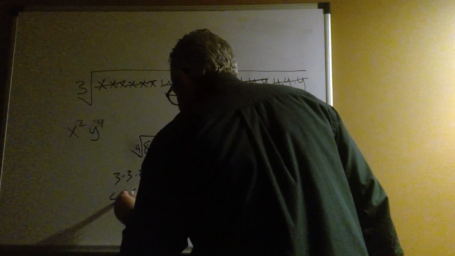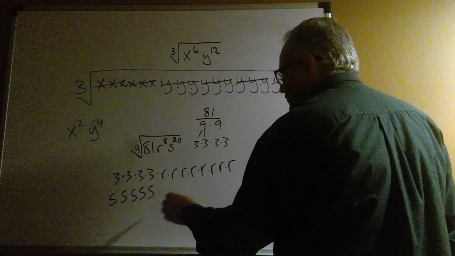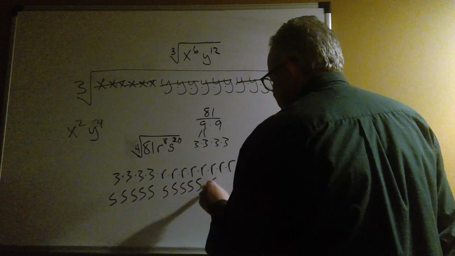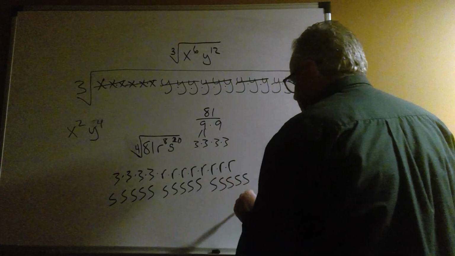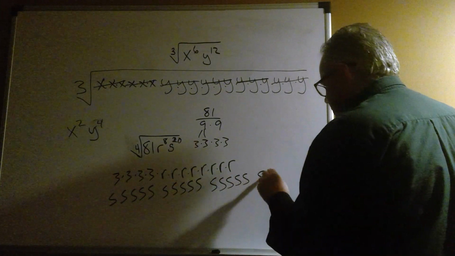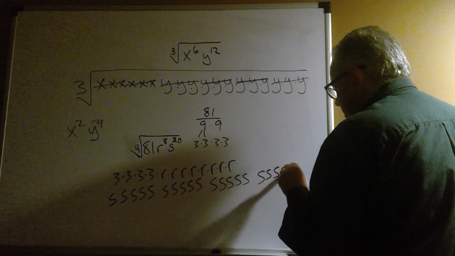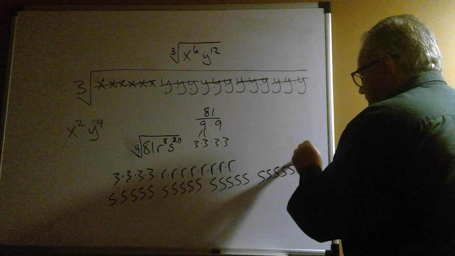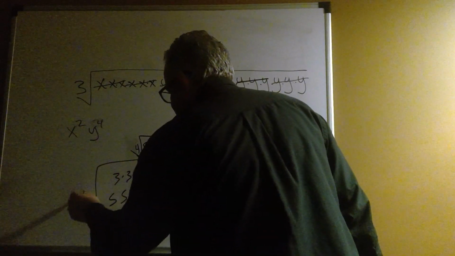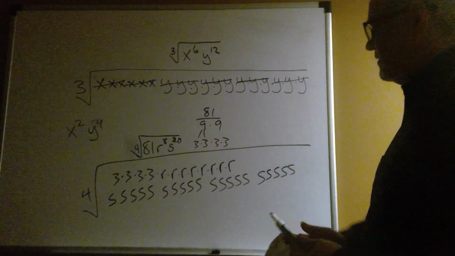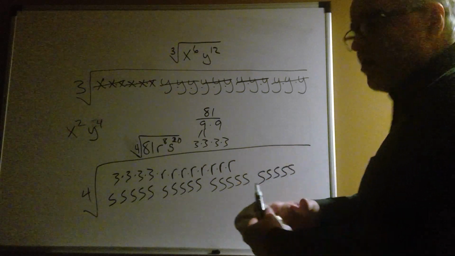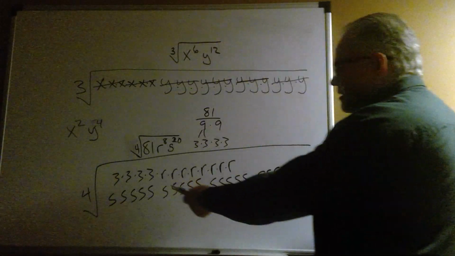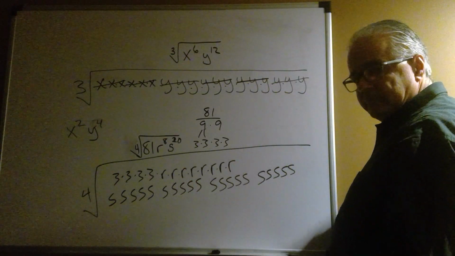So I got S, S, S, S, S. There's 5. S, S, S, S, S. 5. S, S, S, S, S. 5. And S, S, S, S, S. 5 more. So I'm looking at this now to say, what is the fourth root of this? Fourth root of this, all expanded. All right, so for every 4 of the same numbers, I'm going to take one of them out. Okay.